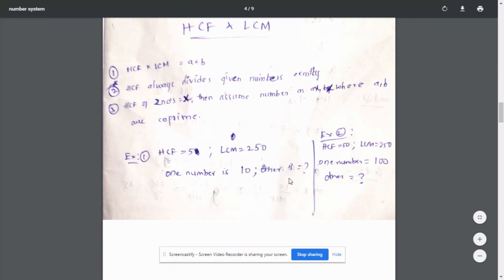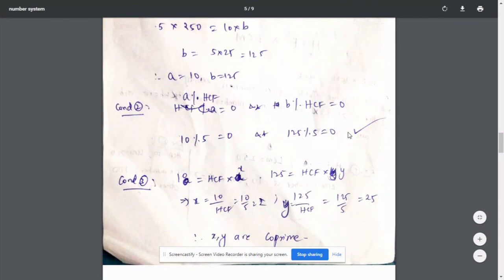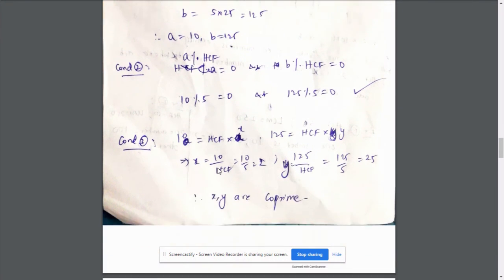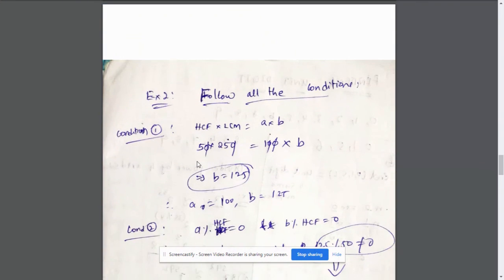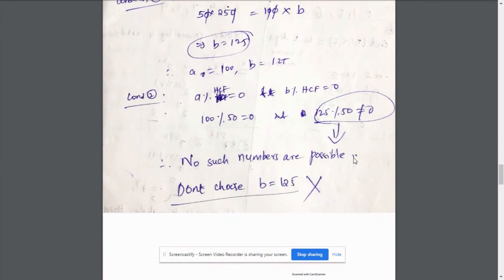But there is one mistake. You cannot conclude the number B in the second example. I will show why. In the first question, it is satisfying all the three conditions: A percentage HCF, B percentage HCF. A percentage HCF means when you are dividing the numbers by HCF, the remainder should be 0. It is satisfying all three conditions in the first example. But when you come to the second example, the second condition is not satisfied. See, 125, when you are dividing it by 50, you are not getting 0. So you should not choose this number.